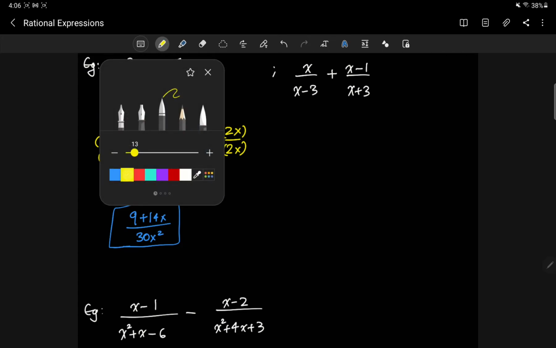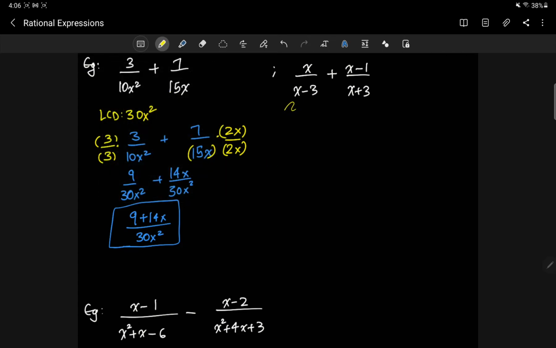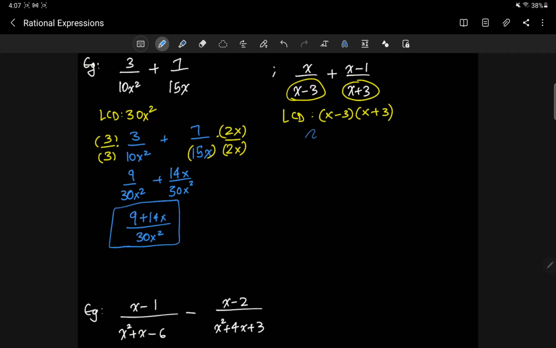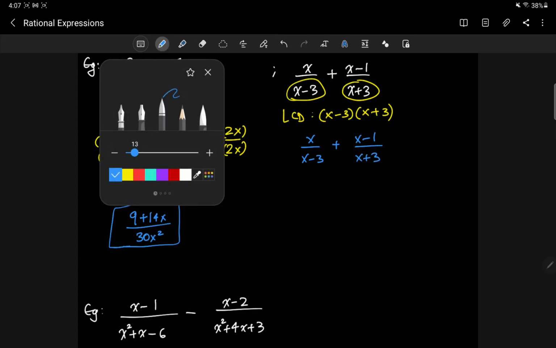All right, so the second one. Now here, the LCD, the highest power for x plus 3 is just x plus 3, and the highest power for x minus 3 is just x minus 3. So the LCD is x minus 3 times x plus 3, which means this becomes x over x minus 3 plus x minus 1 over x plus 3.